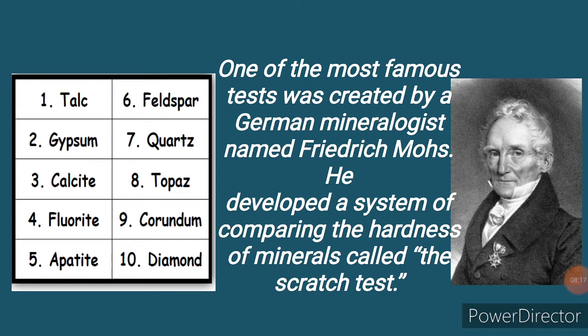I will now take it to the next material and scratch it on gypsum. If the material scratches gypsum, it means the material is harder than gypsum. But if gypsum scratches the material, it means gypsum is harder than the material. Therefore, since the material scratches talc, the material is harder than talc. And since gypsum scratches the material, gypsum is harder than the material. Therefore, the hardness of the material is in between talc and gypsum.